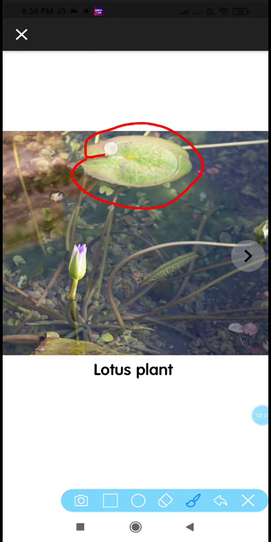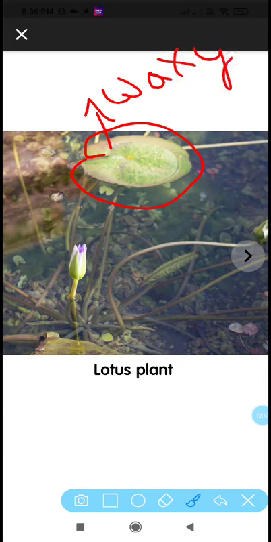And they also have a waxy coating. Their leaves have a waxy coating so that water will not stagnate on the surface. When water gets stagnated here, the leaf may rot and get spoiled. But due to the waxy coat, there is no water stagnation in the lotus plant. And their stem has cavities. Those are called air cavities. They have air cavities.